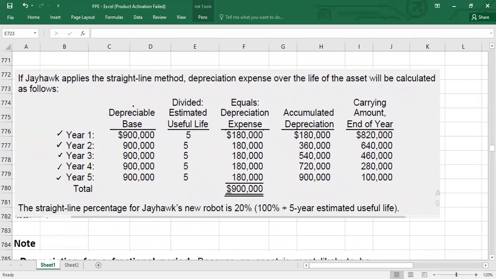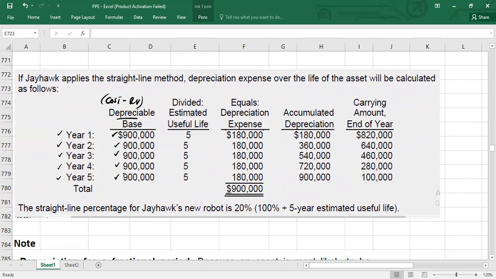First we need to write the depreciable base. As I told you, it is cost minus residual value. This is called your depreciable base. So every year it is 900,000. I'm assuming the residual value is not going to change. If there is a change in residual value or a change in life, how to deal with that we will cover in the last video, once we finish all the depreciation methods. That we will discuss later.